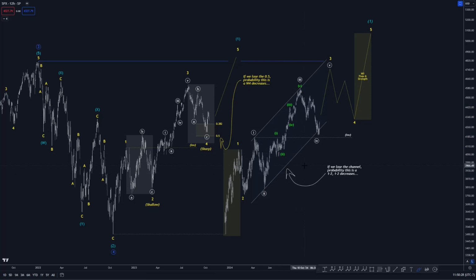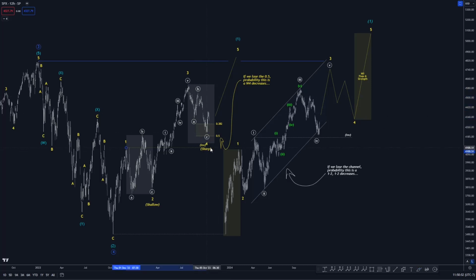It doesn't have the best look anymore though, because it has lost this channel. It did get accepted back into it, so I mean, we'll give it that. But personally, just given the rule of alternation, I do prefer this version, the regular impulse, because this is a nice shallow flat correction, and then we have a nice sharp zigzag correction for the wave 4.